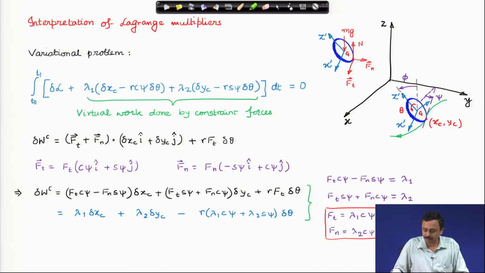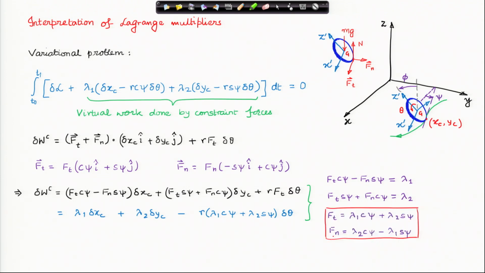I can solve for Ft and Fn. These are two simultaneous equations in Ft and Fn. I can solve in terms of lambda 1 and lambda 2. Therefore, once I solve the problem and find lambda 1 and lambda 2 by the procedure we have discussed so many times, finally we can find out what Ft and Fn are. And you see this is consistent, this is Ft and same here. So, we have a consistency.